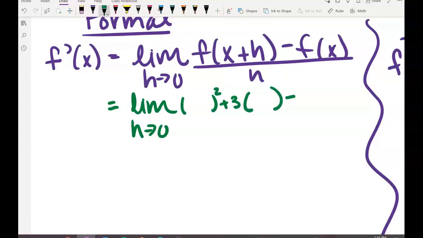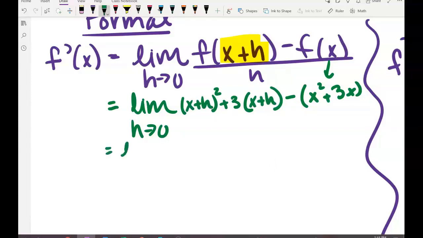Minus f of x, meaning that f of x is given to you already. F of x was given to you as x squared plus 3x. So we want to subtract the entire f of x. So that's x squared plus 3x. So that is f of x right there. This is the part where I feel like some of you are still struggling. Whenever you are evaluating f of x plus h, if you see an x in the original, you're going to put in x plus h. If there are multiple x locations, you put it in every time that you see an x in the original, okay? Then from there, slowly FOIL that out.